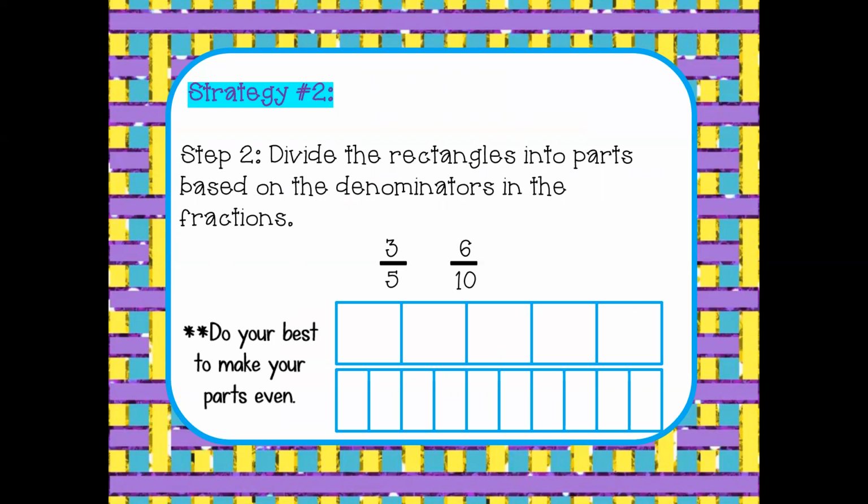So remember, the denominator is the number that is on the bottom. So for 3/5, the number that's on the bottom is 5. So you can see on our top fraction model, they have divided it into 5 equal parts. Our fraction model on the bottom, they are splitting it into tenths because in 6/10, 10 is the denominator and 10 is on the bottom. So we have split it into 10 equal parts.